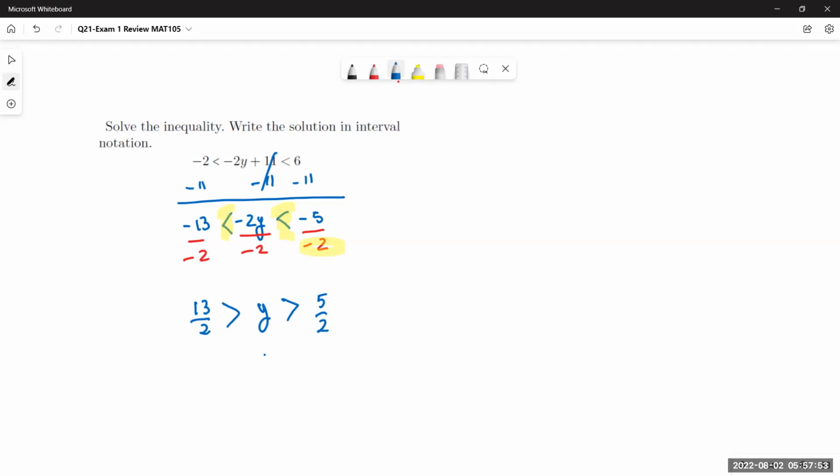Now, we want the solution in interval notation, all right? So in order to get the interval notation, we want to graph this inequality on the number line. So here we have two numbers, 5 over 2 and 13 over 2, right? So be careful about this. You always need to identify which one is the smallest, and the smallest one is this one. 5 is smaller than 13, so 5 over 2 is smaller than 13 over 2. So let's say this is 5 over 2 here, and this is 13 over 2.